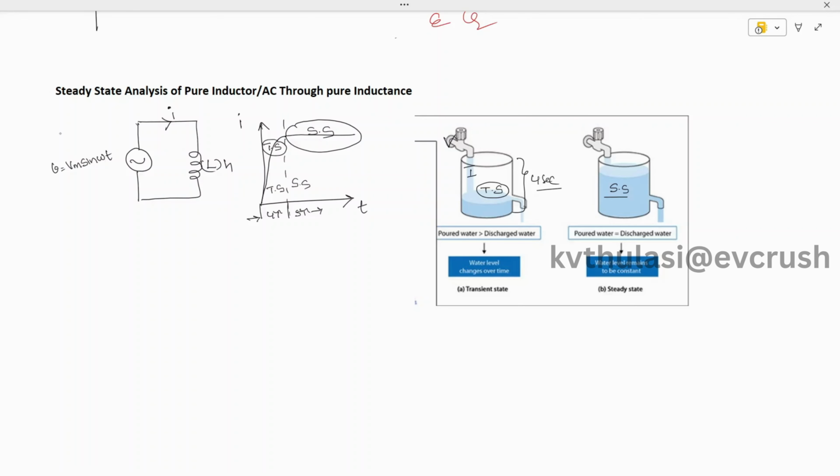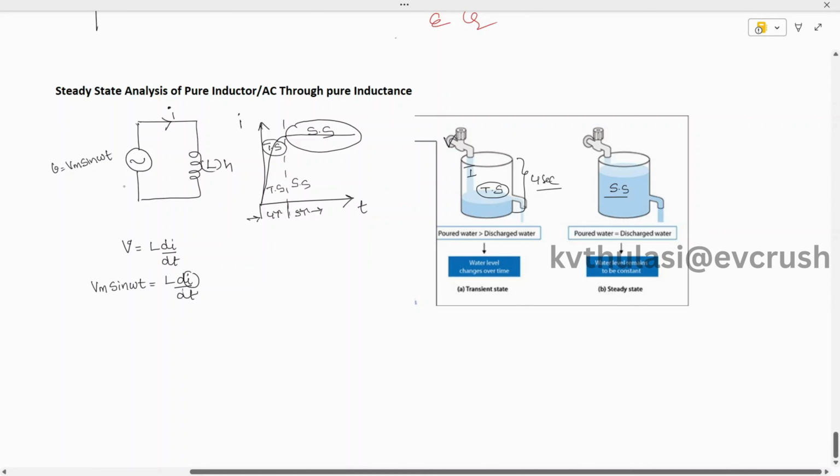Now let's try to understand the equations. The applied voltage is V equal to Vm sine omega t. Already we know from the basics that the voltage across an inductor is given by small v equal to L di by dt. What we are applying is V, an instantaneous quantity, so I can write it as Vm sine omega t equal to L di by dt.